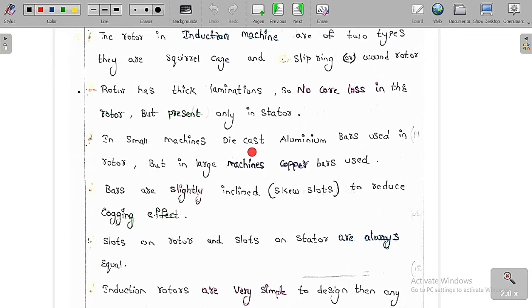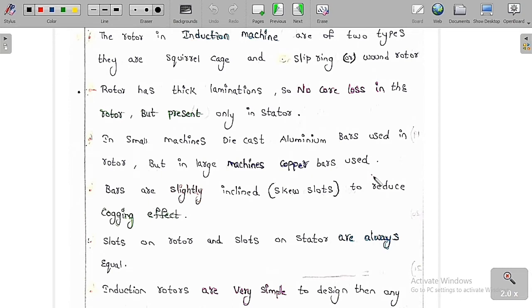In small machines, die-cast aluminium bars are used in the rotor, but in large machines copper bars are used. Small machines use aluminium bars, but large machines use copper bars, because copper has less resistance compared to aluminium.